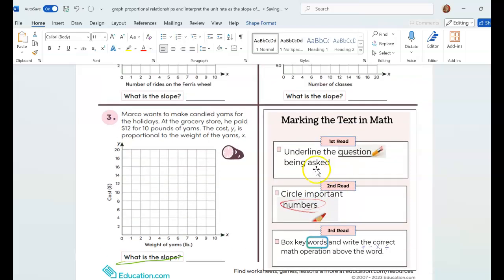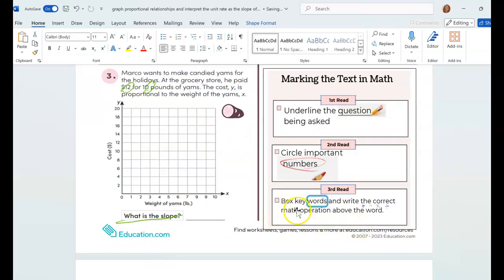Second read, circle important numbers. Marco wants to make candied yams for the holidays. At the grocery store, he paid $12 for 10 pounds of yams. The cost Y is proportional to the weight of the yams.